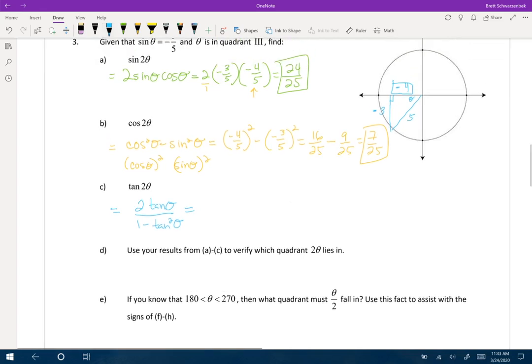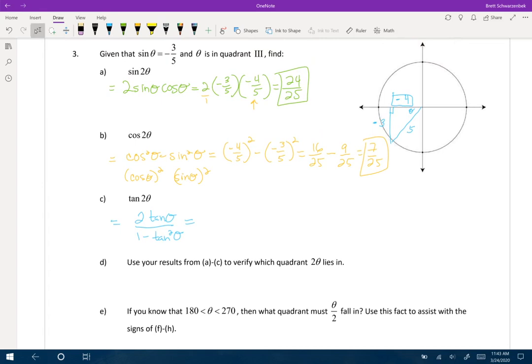We don't have any tangent so far, so we have to go back to the diagram in order to see what this is. Remember, tangent is opposite over adjacent. So we're looking at -3 over -4, which is 3/4. On the bottom, we're doing 1 minus 3/4 squared as our result.